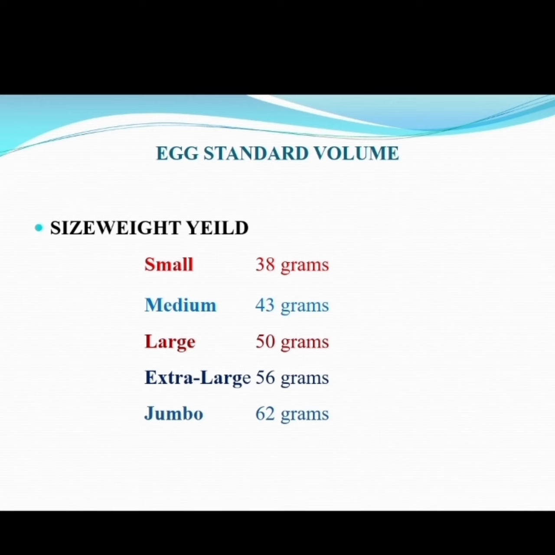Now the next one, egg standard volume, size, weight and yield. Small egg 38 grams, medium egg 43 grams, large egg 15 grams, extra large egg 56 grams, jumbo eggs 62 grams.